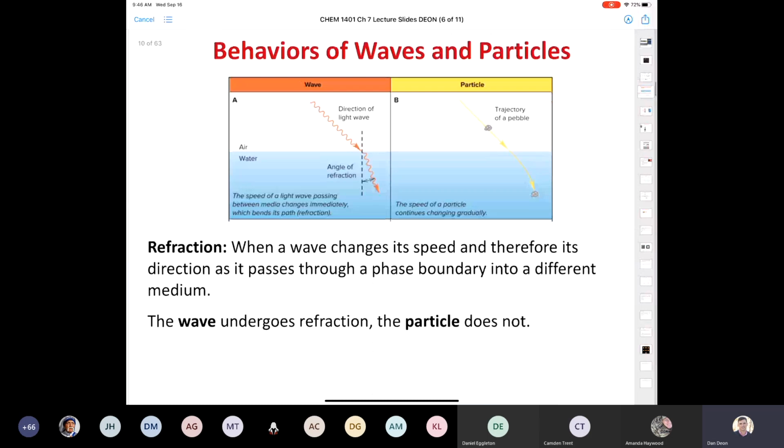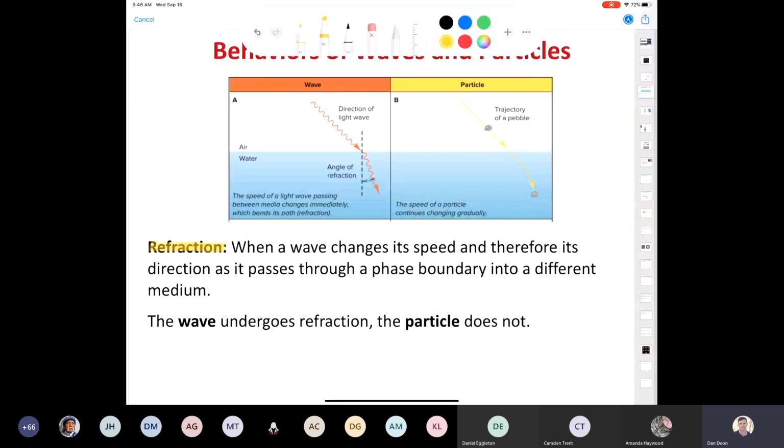So if we think about waves and particles, the first thing we're going to look at is refraction. When a wave changes its speed and therefore its direction as it passes through a phase boundary into a different medium, we call that refraction. You need to know what refraction is, and everybody has seen it before. I'm holding my Apple Pencil right now. I wouldn't stick that in water because it would ruin it. But if you've ever looked at a spoon in a glass or a pencil in water, with part of it sticking in the air, it looks like it's bent.